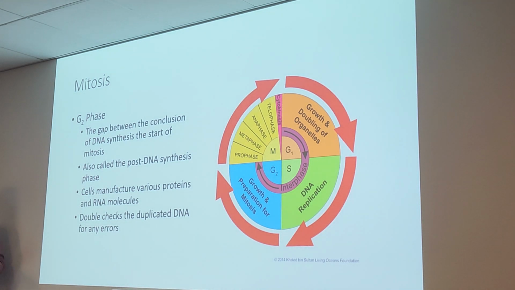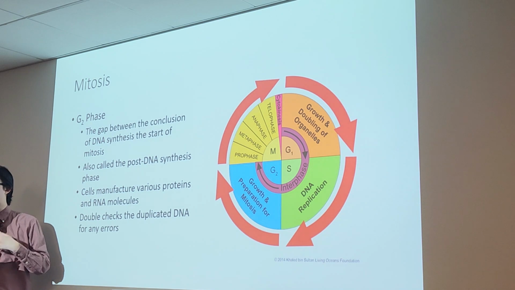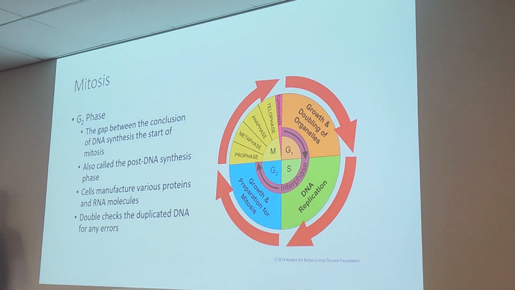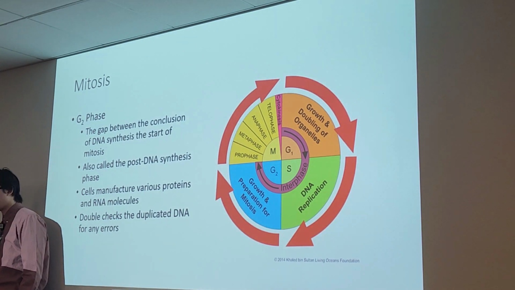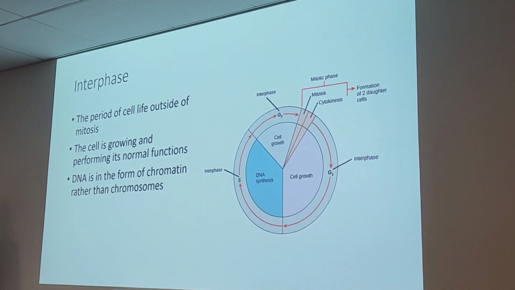So during this gap phase, now the cell is doing its final checks. It's like, okay, let me just double check the DNA, make sure I copied everything correctly. Let me make sure that I have enough stuff so that when I divide, I can still survive, right? Make sure I have enough ribosomes, make sure I have enough proteins, make sure I have enough organelles to survive when I duplicate. Okay, so G2 phase is kind of the preparation phase, right? The double checking phase. And then after G2, we will enter actual mitosis.